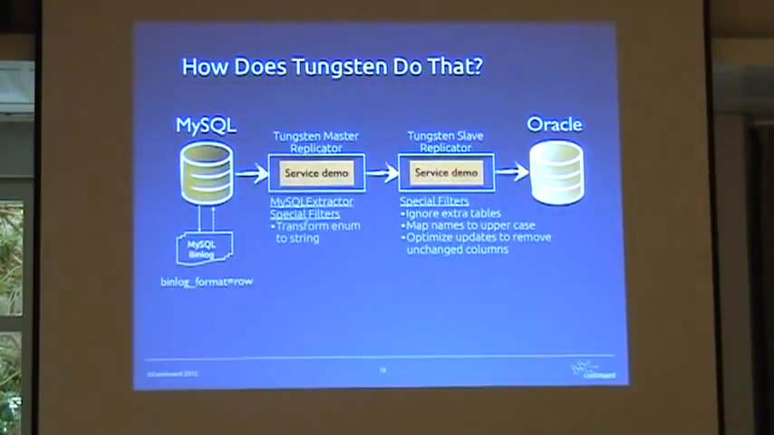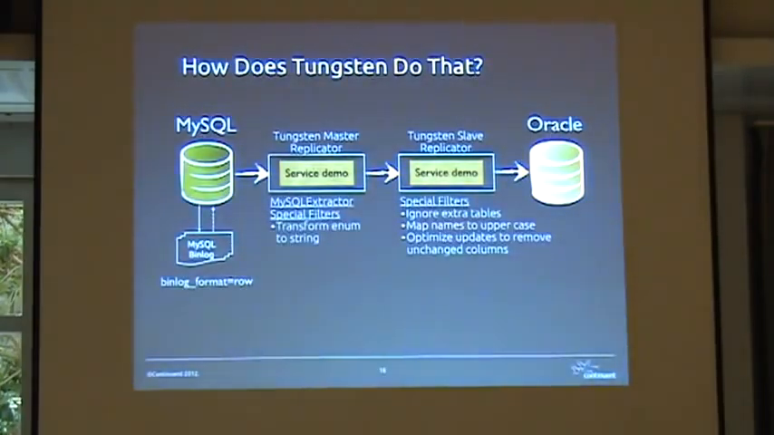Why? Because if you have an enumeration type in MySQL, in the binary log it will not have the value of the enumeration, it will only have an index. So if you have enumeration red, green, blue, in the binary log you will receive 1, 2, 3. And if we just took that and replicated it out to Oracle, we would have there 1, 2, 3. And on Oracle we do not have enumeration, right? So what we really want is to have red, green, blue replicating to an Oracle text field. So that's why we have that filter in this particular use case enabled.